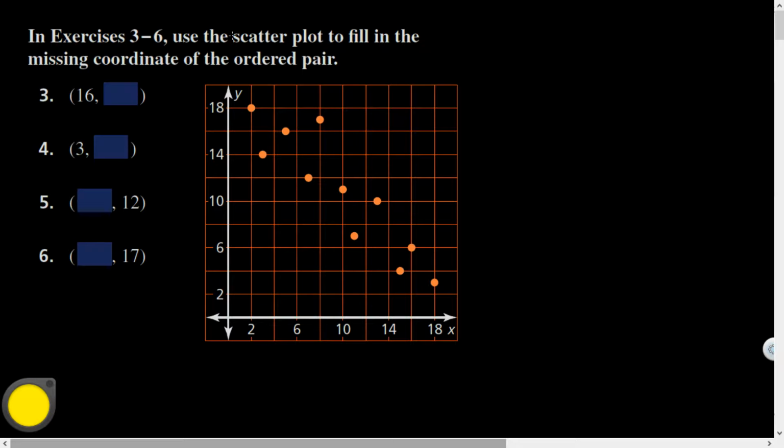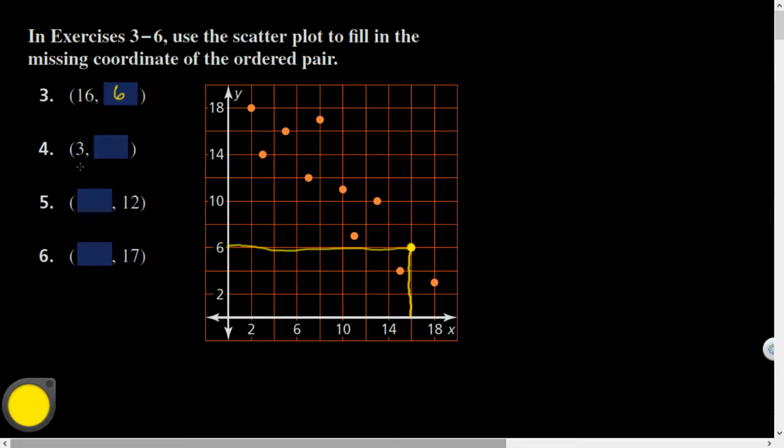So here's the question. Use the scatter plot to fill in the missing coordinate of the ordered pair. So let's see. When the x-coordinate is 16, so here's my x-axis. Moving along, moving along, moving along the x. I found it. Here's 16. There's 1 point there. What is that point's y-coordinate? Well, I would trace it across. 6.